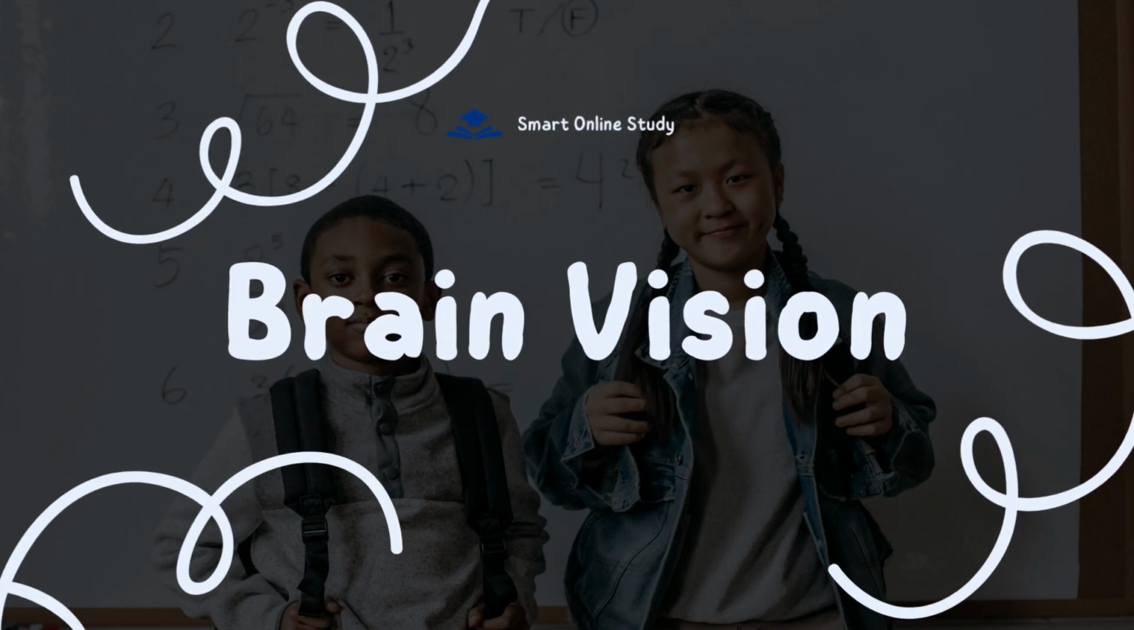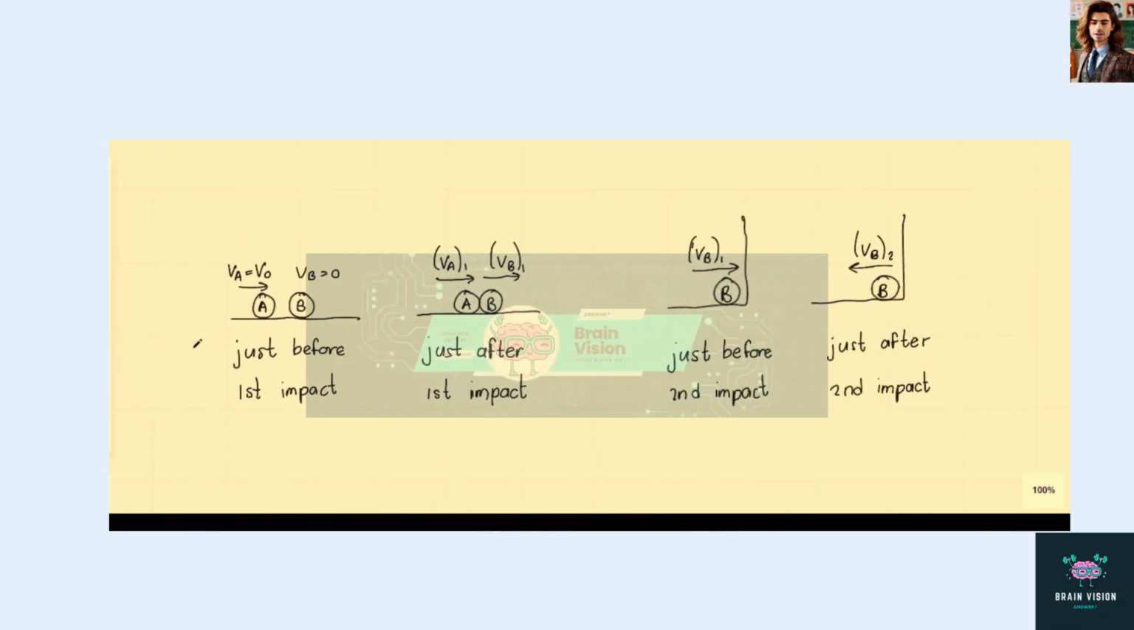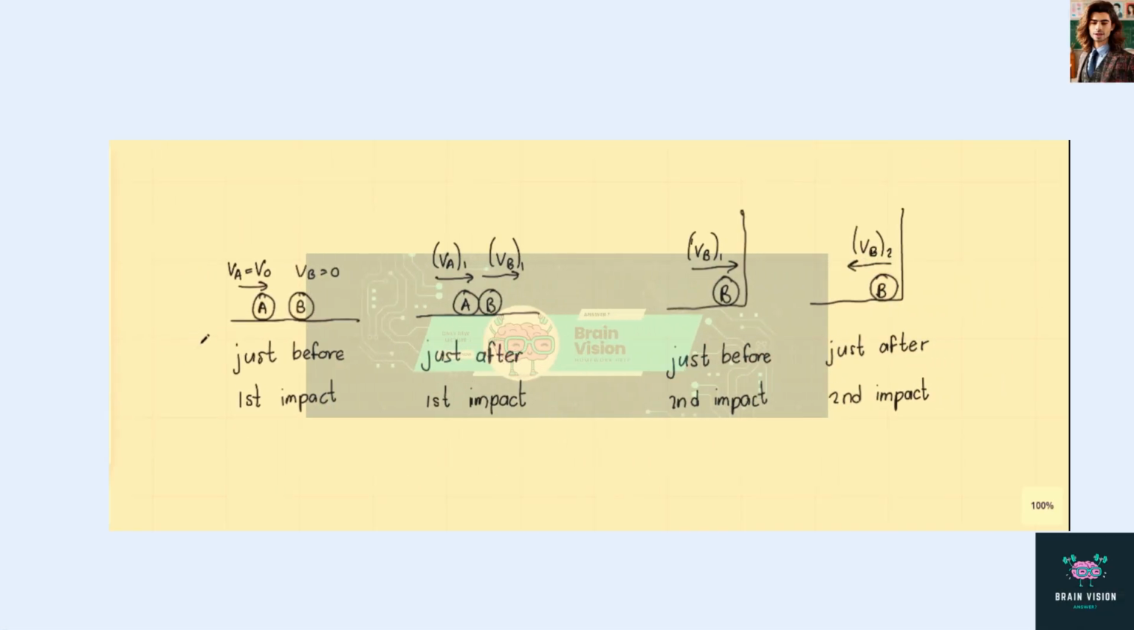Welcome to Brain Vision. In this problem, we have two smooth spheres A and B with identical mass. A is given a velocity of v0 while B is at rest. We want to determine the velocity of B just after it strikes the wall.